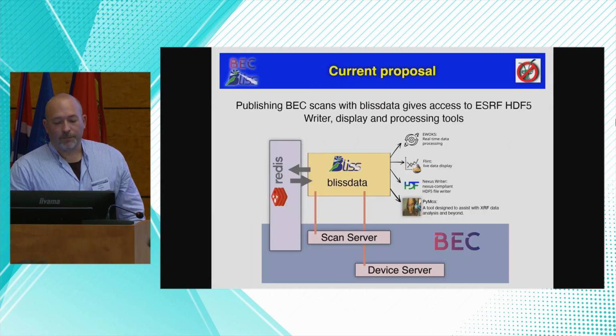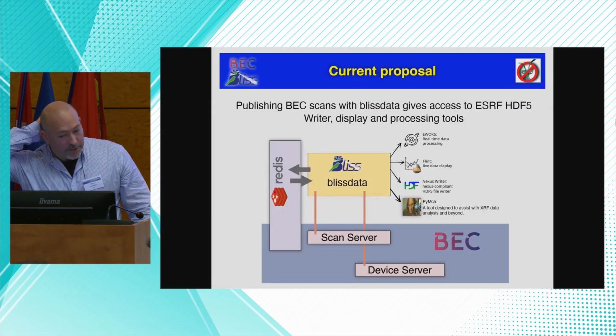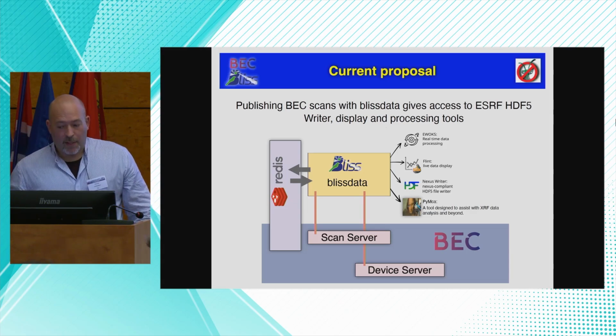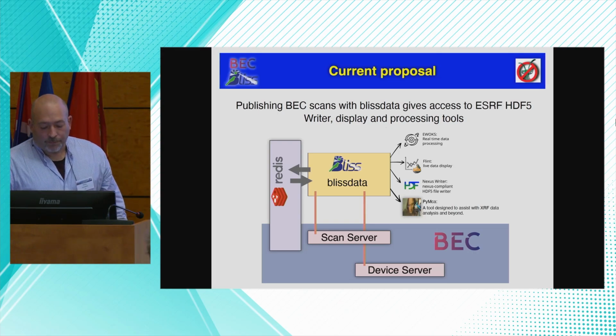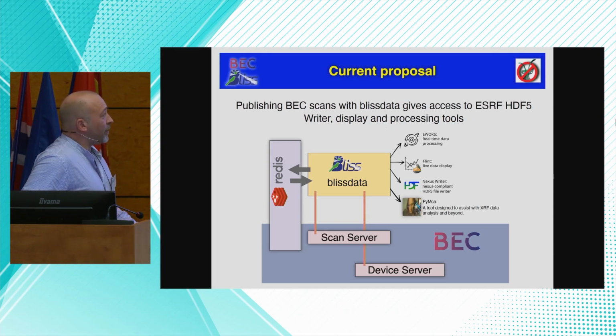So the idea is to publish Beck scans with Bliss data, to have access to the ESRF HDF5 writer, to have access to the display tool and processing tools, but not with a separate process, directly with the library imported by the scan server and the device server.